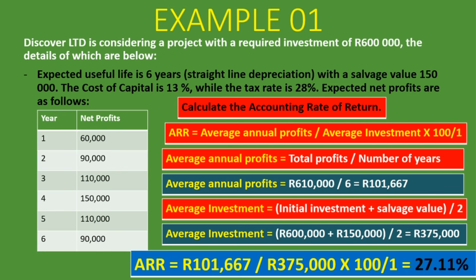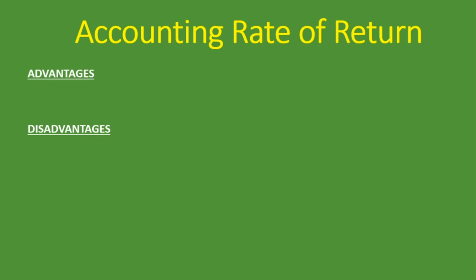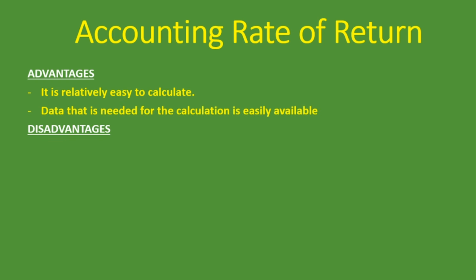Now, what I'd like to do just quickly is to show you the advantages and disadvantages of the accounting rate of return. Here they are. What are the advantages of the accounting rate of return? Well, it is relatively easy to calculate. As you've seen, the formula is very simple. The information is there and you'll be able to calculate it. What's the second advantage? Data that is needed for the calculation is easily available, and you'll easily find the data for the calculation of the accounting rate of return in your annual financial statement easily, or you'll be given it, so you'll be able to calculate it very easily.